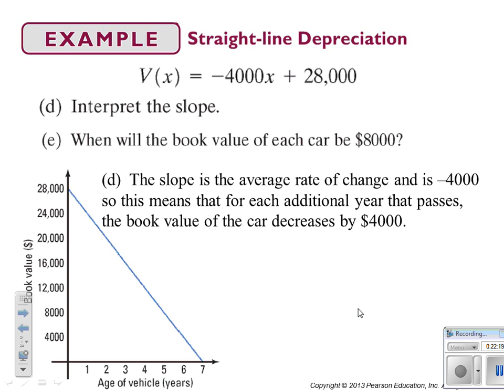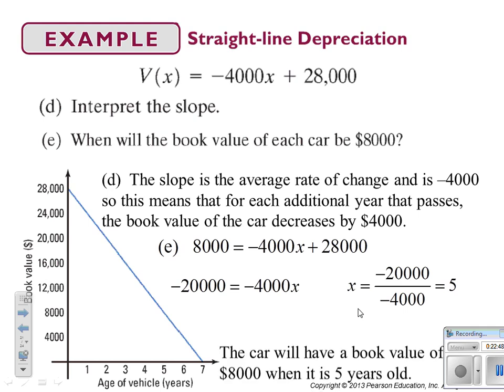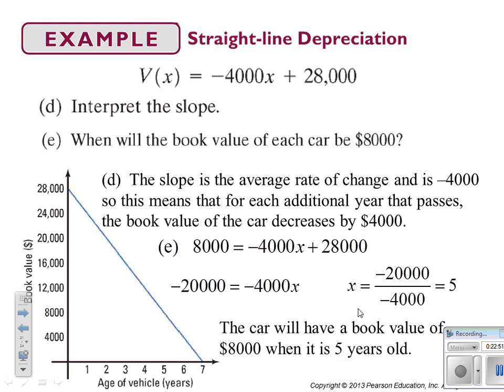When will the book value of each car be $8,000? So you set your equation equal to 8,000. We subtract 28,000 and we get negative 2,000 equals negative 4,000x. And then you divide by negative 4,000 and you get 5. So each car will be worth $8,000 when it's 5 years old.